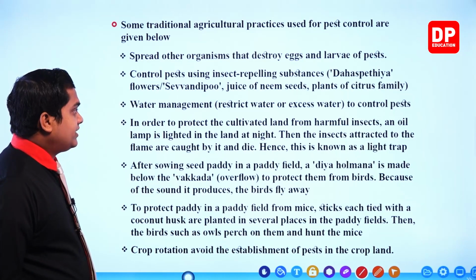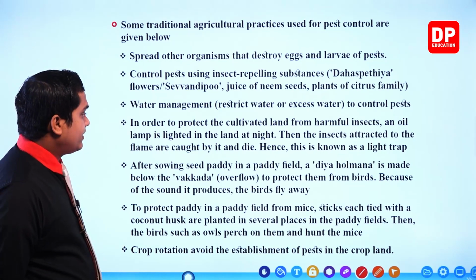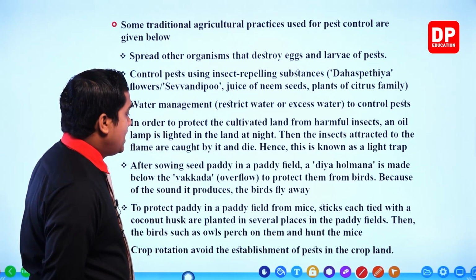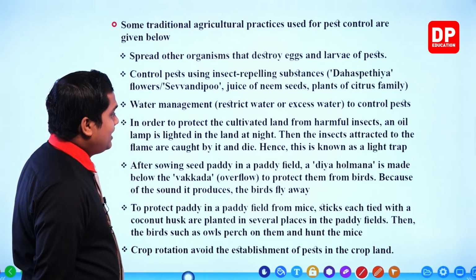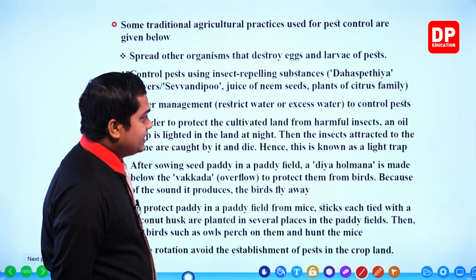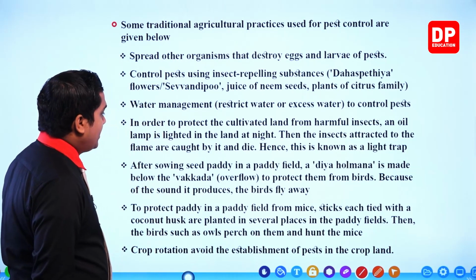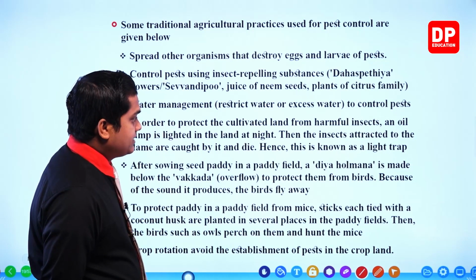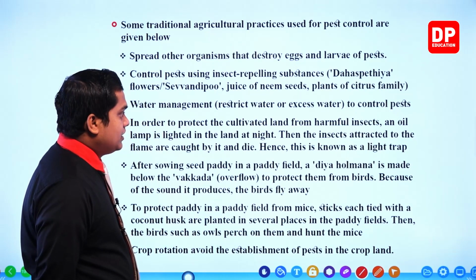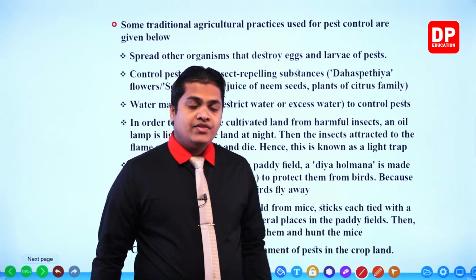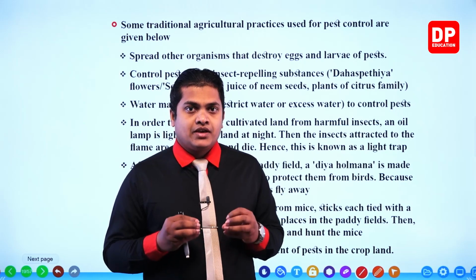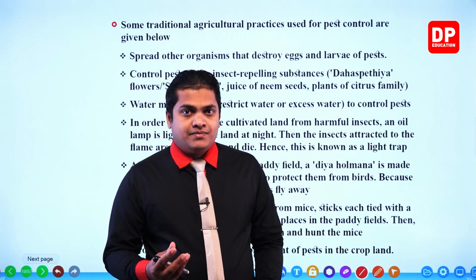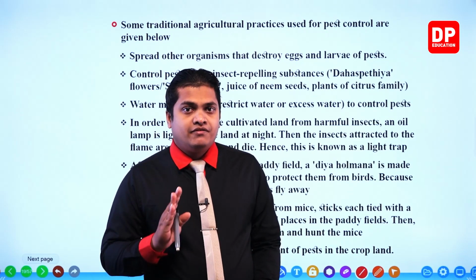In order to protect the cultivated land from harmful insects, an oil lamp is lighted in the land at night. Then the insects attracted to the flame are caught by it and die. Hence, this is known as a light trap. So another remedy, my dear children, is that in ancient times, a lighted lamp was placed within the fields.